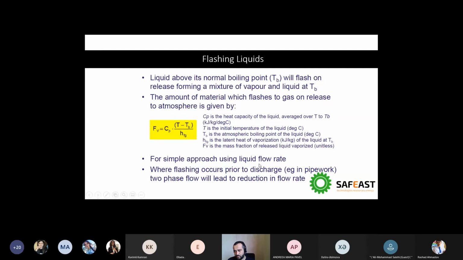And this is the simple approach, using the liquid flow rate. I'm sure it's not surprising that when flashing occurs prior to discharge, let's say we have pipework attached to the vessel and flashing occurs there, the two-phase flow will lead to a reduction in the flow rate. But as an idea, at the end of the day, you are trying to understand.